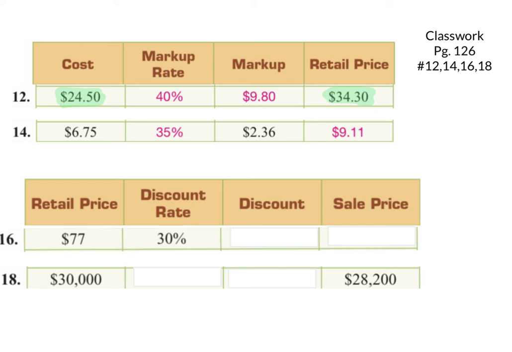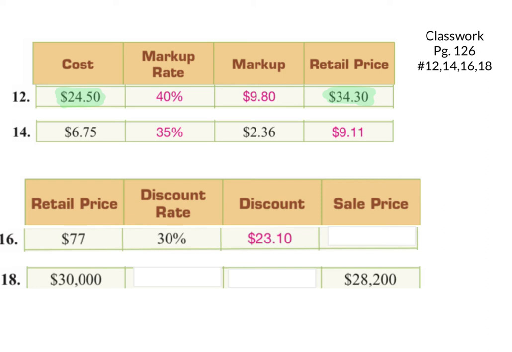$9.11. This next group deals with retail price and discount and sale price. So for this first one, they said the retail price was $77 and the discount rate was 30%. And so up here in the cost, if I had multiplied the cost by the markup percentage, I would get the markup amount. Same thing happens here. If I take the retail price and I multiply it by the discount rate, I am going to get the discount amount, in this case, $23.10.